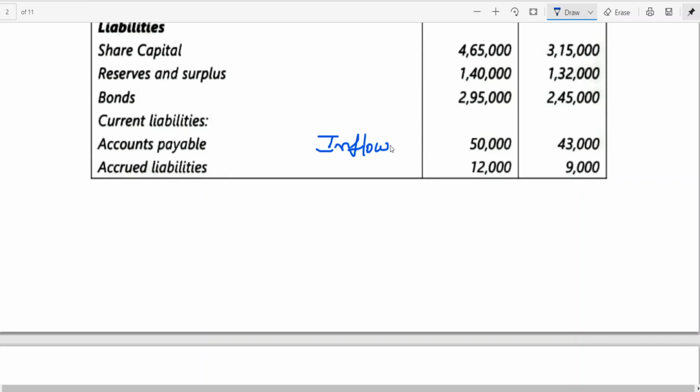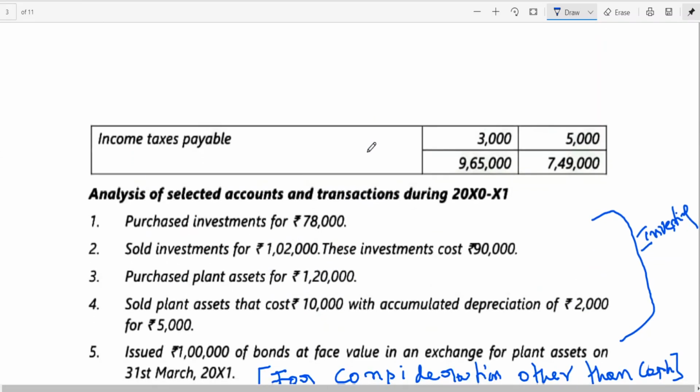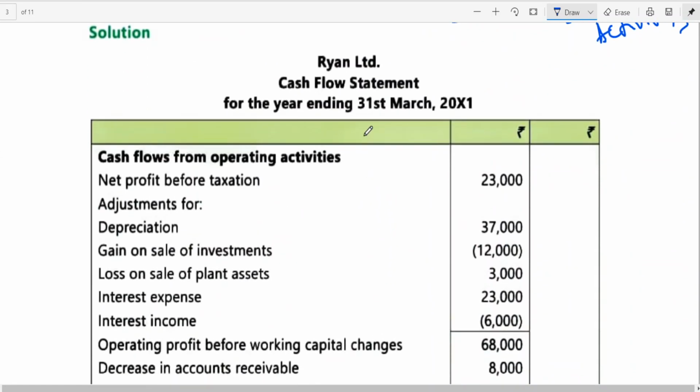We say inflow. Increase. Accrued liabilities. Accrued liabilities is the same case. 9,000 has become 12,000 means there is an inflow. So that means there is an increase in inflow. This also will be taken to changes in working capital. Now let me take you to the solution.